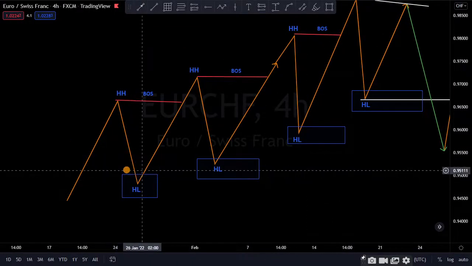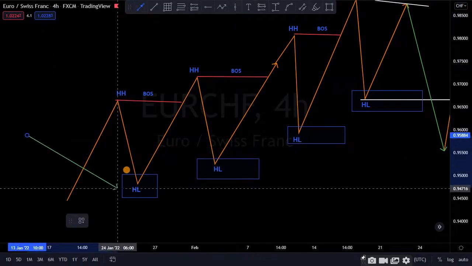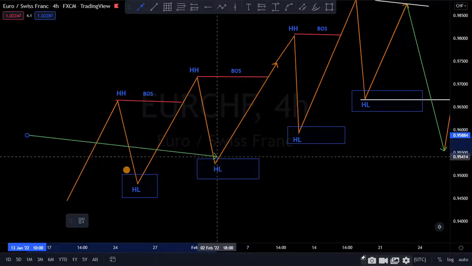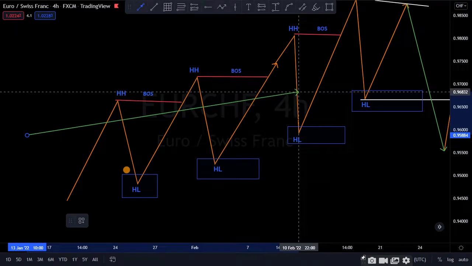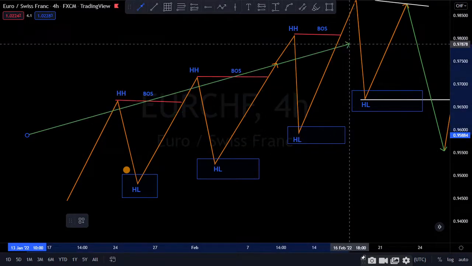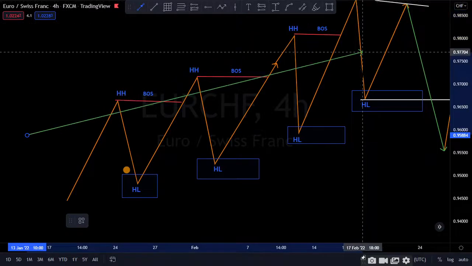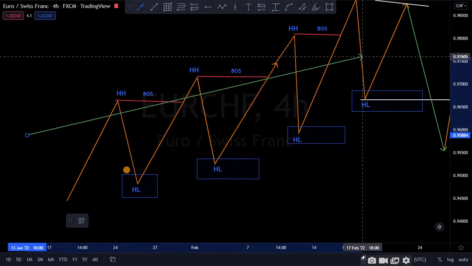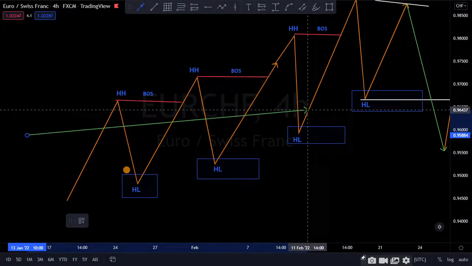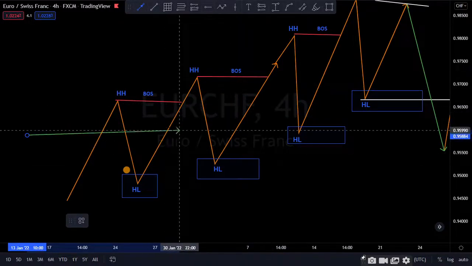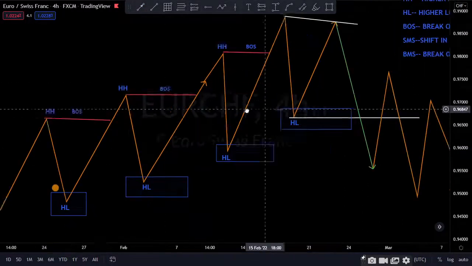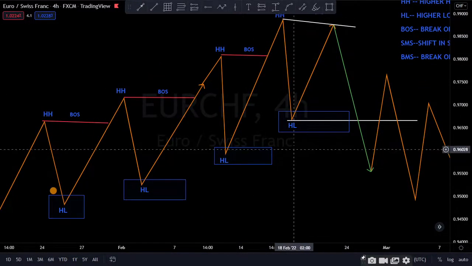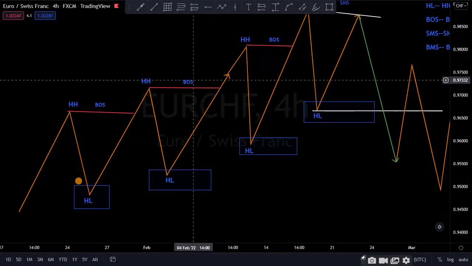So let me say you missed the first one. You couldn't buy here. You have to wait for a retracement and then you buy here. If you miss here, you need to wait for this whole retracement and then buy here. If you miss this one, you need to wait for the whole retracement and then buy here. Because I told you these areas are imbalances, so the market will feel it. Good. So this is how a bullish market looks.